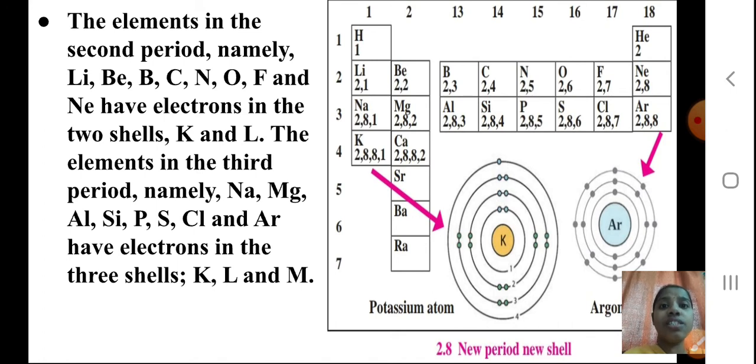S is your, what is S, students? You have learnt all this. S is your sulfur. Then Cl is your chlorine. Ar is your argon. I hope you are also repeating after me. Okay, so all these have the electrons in the 3 shells, that is K, L and M. Okay, students, I hope it is clear to you.